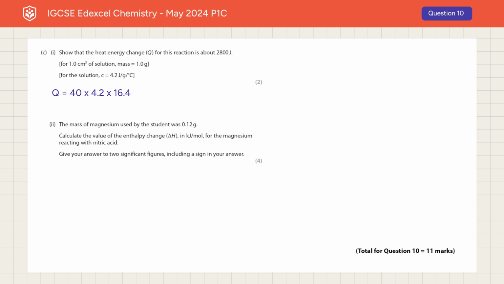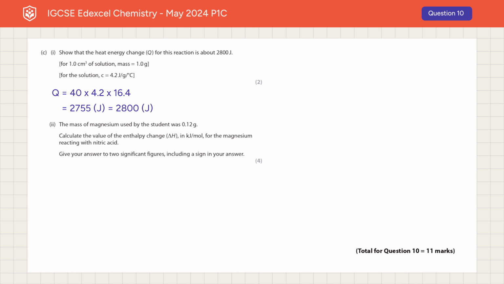Q equals 40 grams times 4.2 joules per gram per degree Celsius times 16.4 degrees Celsius. Q equals 40 times 4.2 times 16.4. Q equals 2755.2 joules, which is approximately 2800 joules. So Q is approximately 2800 joules. This is the energy released for the amount of magnesium we used.